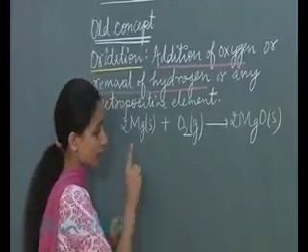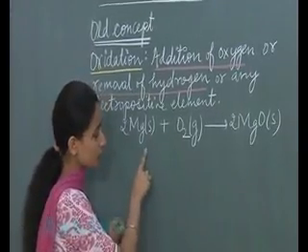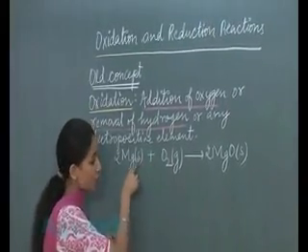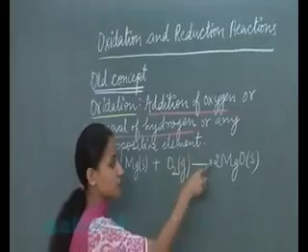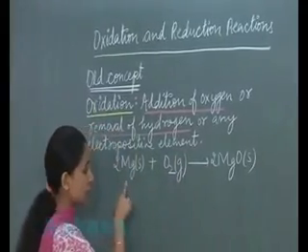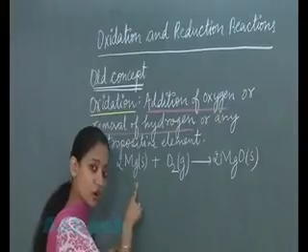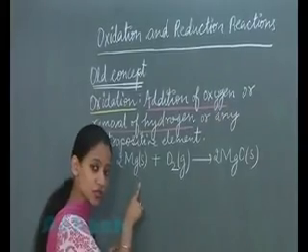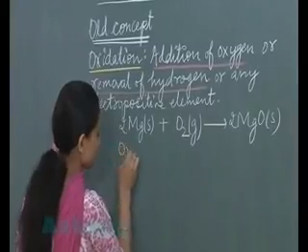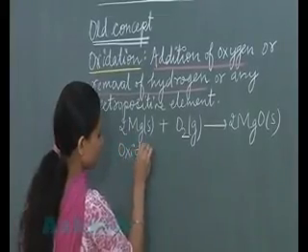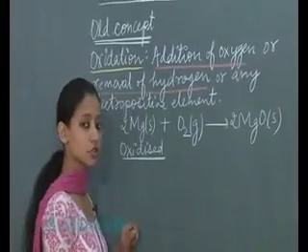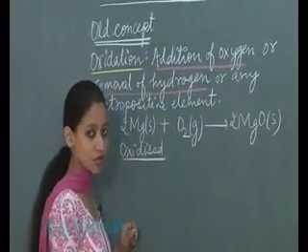Why is it so? In this reaction, you can clearly see that there is addition of oxygen to magnesium. So students, when oxygen adds to magnesium, it gives you magnesium oxide. So what we can say here is that this element, magnesium, is getting oxidized in the reaction. So this is an oxidation reaction. I hope students it is clear to you why it is an oxidation reaction.